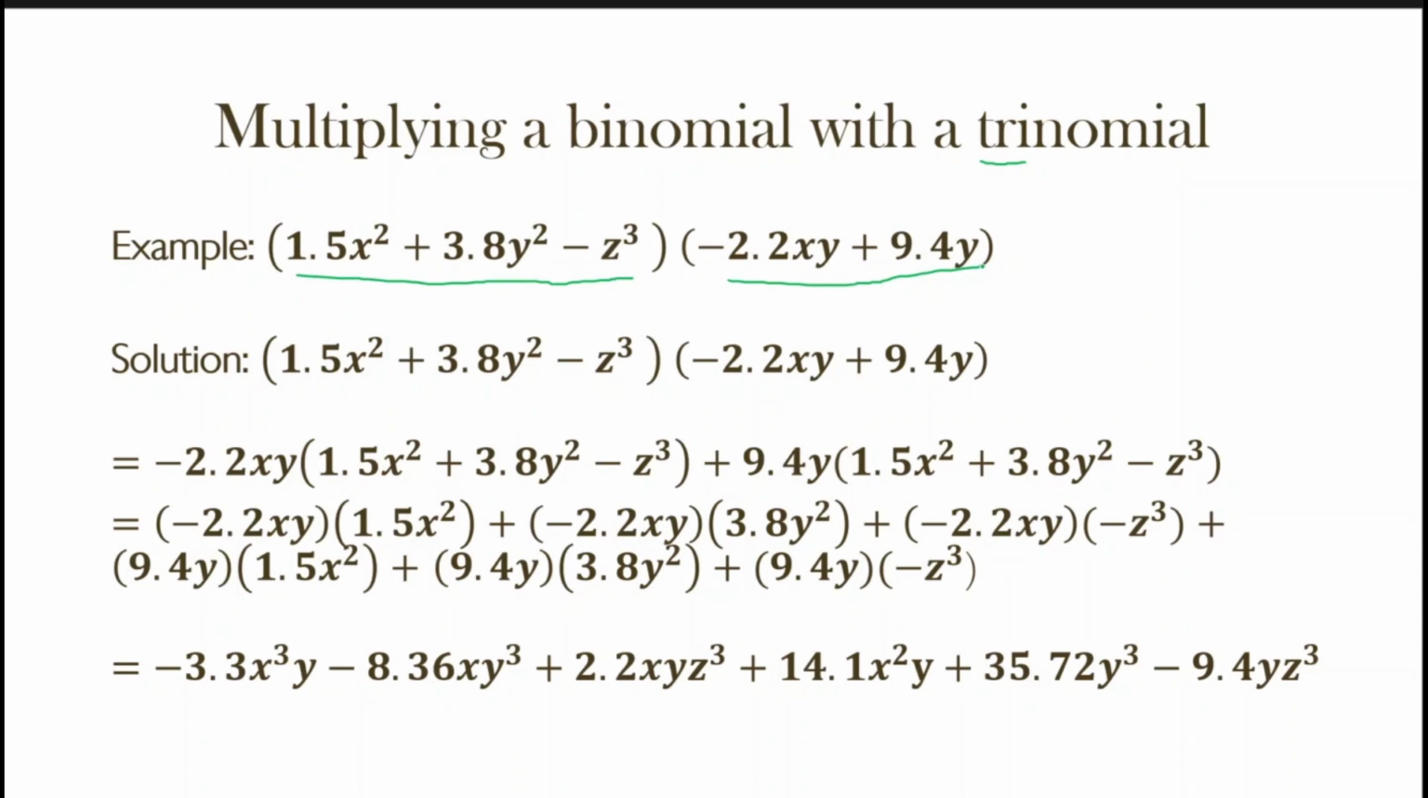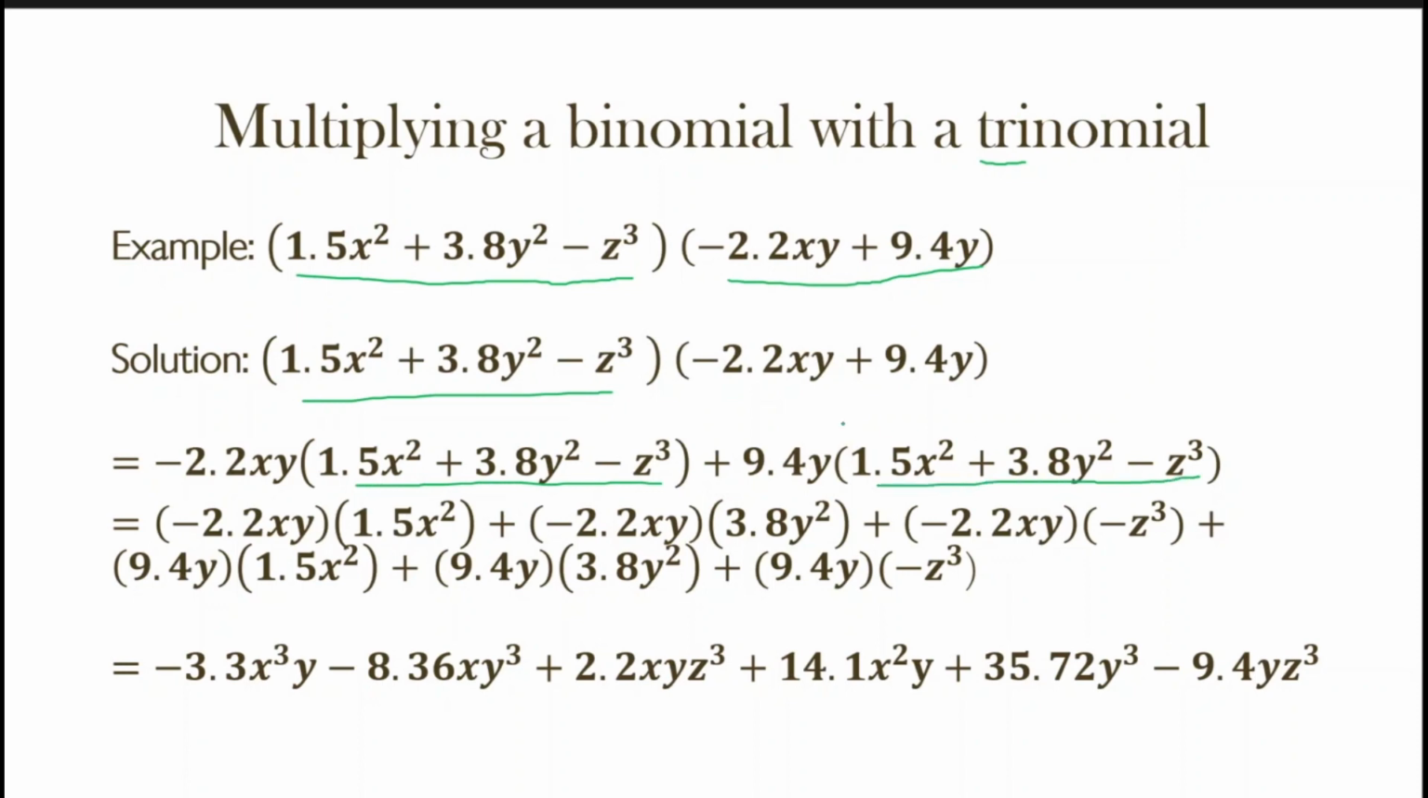So that you can keep any one of the brackets constant and open the other one. It's totally up to you. The answer would always and always be the same. So I'm keeping 1.5x square plus 3.8y square minus z cube as it is. So this bracket I kept the same.